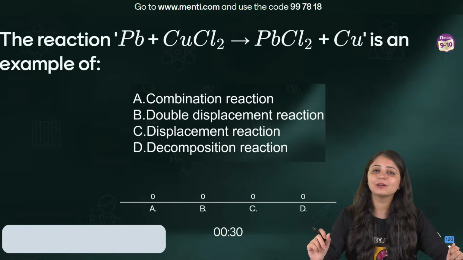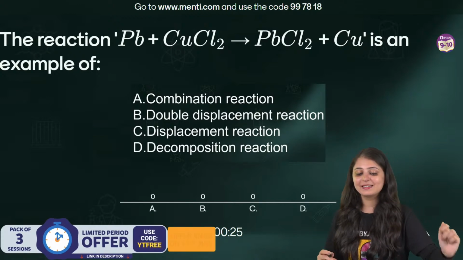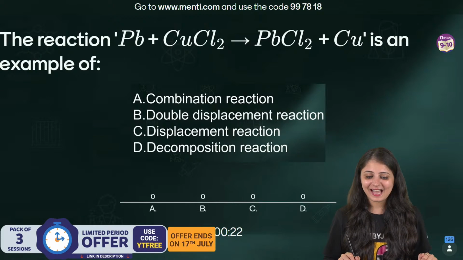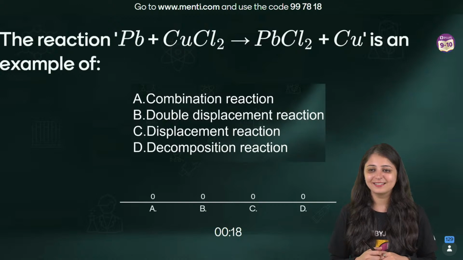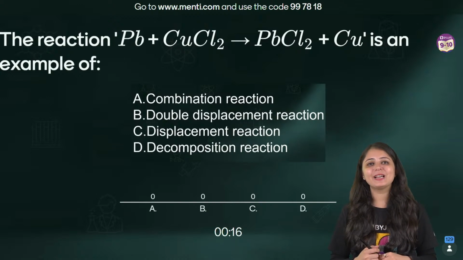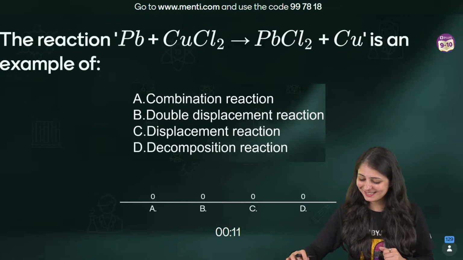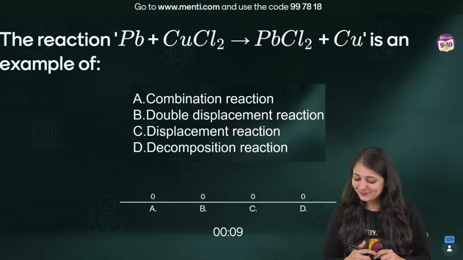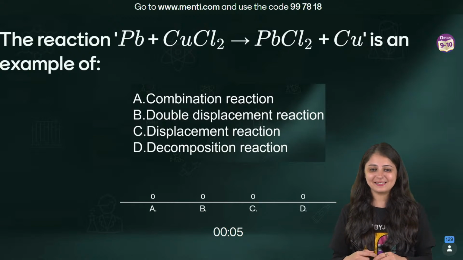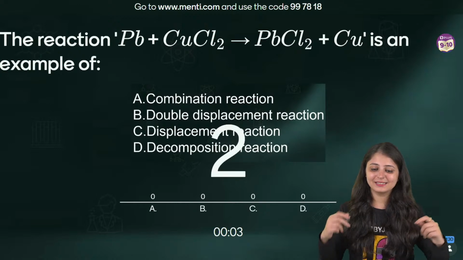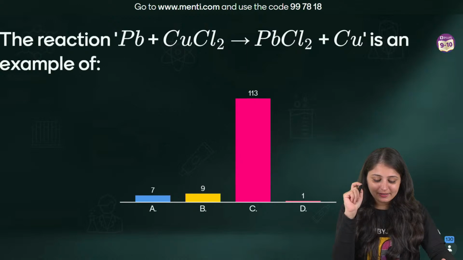It's actually a very simple question. You can see lead reacting with copper chloride. So what exactly is happening over here? Okay, you answered in 0.8 seconds. I mean, we have mastered the type of reaction. We know it all. Yes, is that the case? Let's see. Last 5 seconds and you can mark the correct answer. We have to focus on accuracy more than speed, okay?